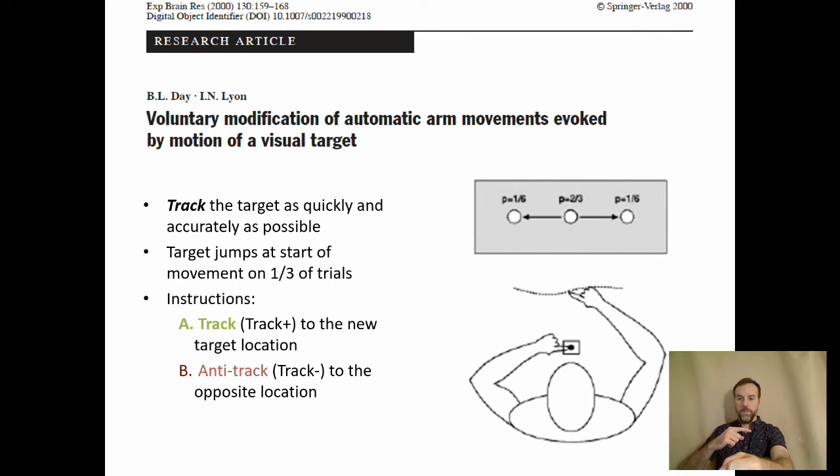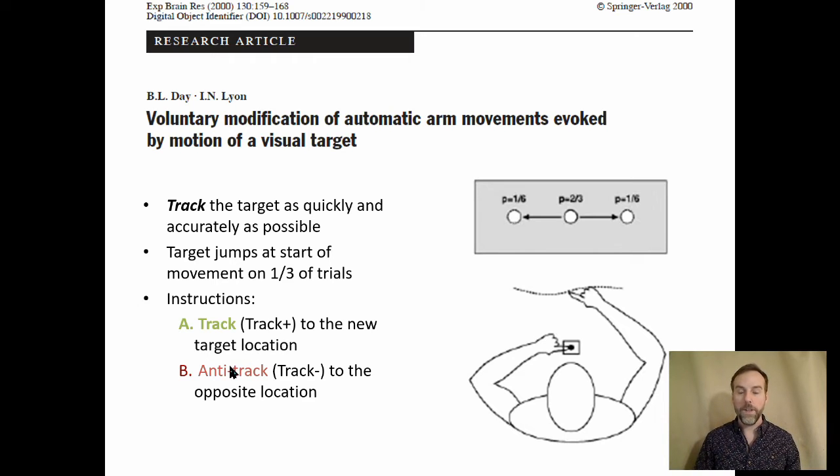So if this is the target, let's see, how can I do this? If this is the target and this is their finger, if that target jumps to the right, in one condition called tracking, they're supposed to track in that same location. So don't go towards it, just move parallel with the target. So if it jumps to the right, I think I might have mixed up my rights and lefts there, then you should move your finger to the right. And if it jumps to the left, you should track that target by moving to the left. So you're no longer pointing to the target, you're just tracking it as it jumps in front. So that's the track condition.